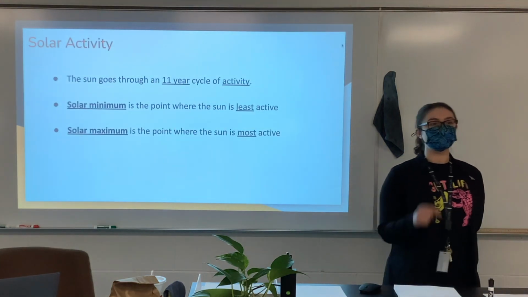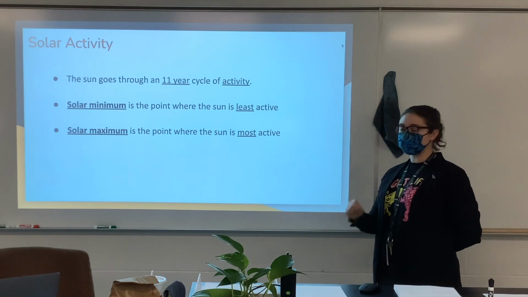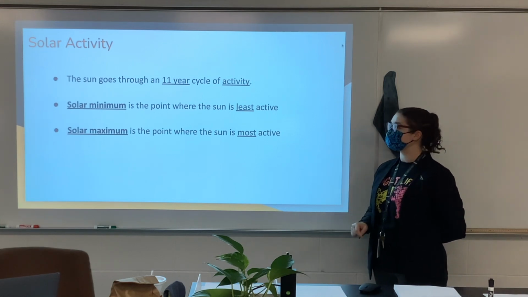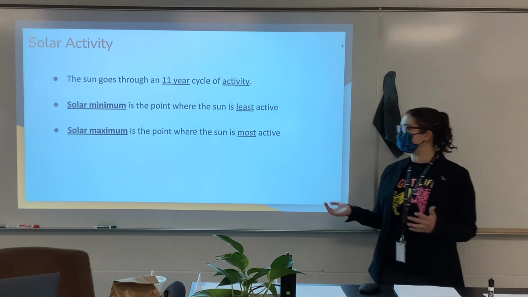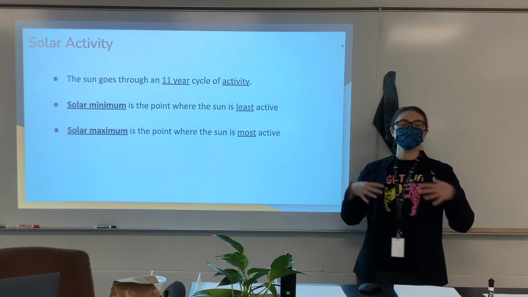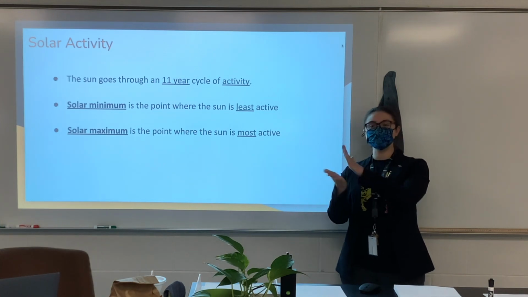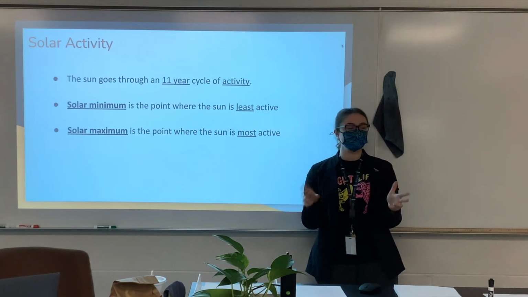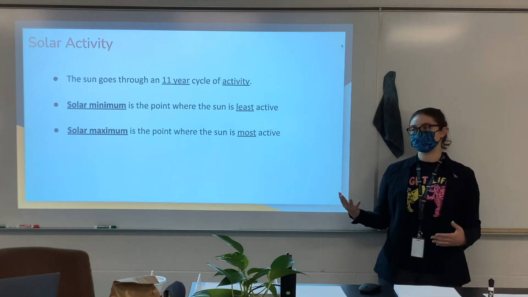Now let's talk about solar activity. This is the stuff that's also interesting because it can have a direct effect on our everyday life. Now, the sun goes through a roughly 11-year cycle of activity. When the sun is least active, we call that solar minimum. And when the sun is most active, we call that solar maximum.